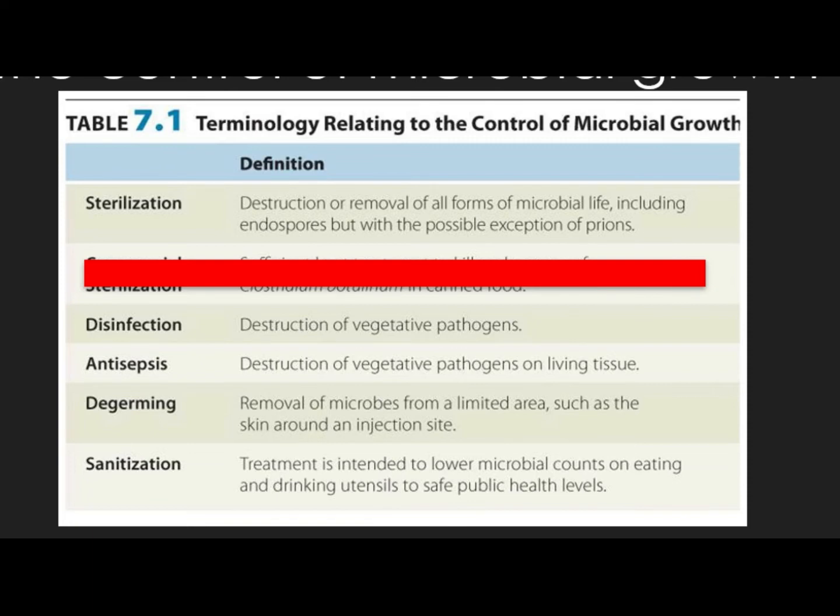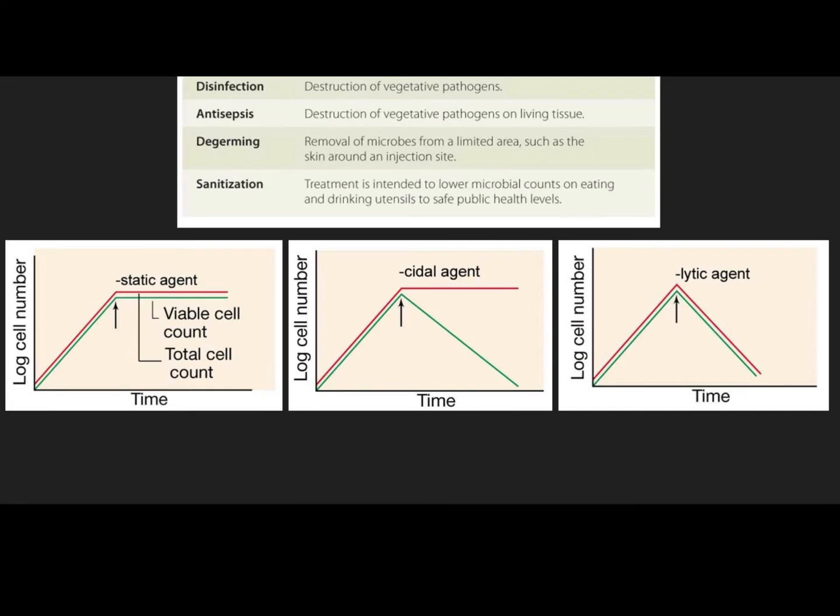Finally, we have the term sanitization. So to sanitize is to lower the number of microbes in a given area, and this is usually applied to food service, but we also sanitize areas in the lab, and we do that in order to lower the number of microbes to a safe level. All right, now that we've got that terminology down, I want to talk a little bit about how we control microbial growth, because it turns out that controlling microbial growth doesn't always mean killing microbes. Sometimes it just means to inhibit them from growing.